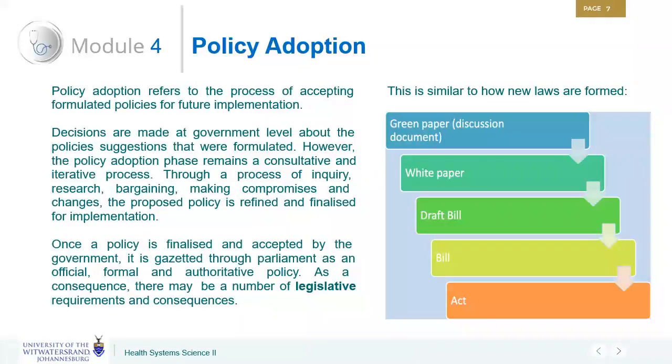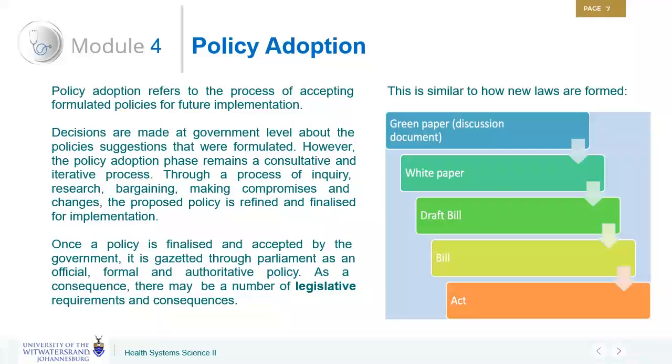Slide 7 looks at the adoption of a policy. So policy adoption refers to the process of accepting formulated policies for future implementation. So we're not yet implementing the policy. We're just trying to get the different stakeholders to buy in, to say, yes, this is going to work, or this is not going to work for these reasons. So decisions are often made at a government level about the policy suggestions that were formulated.